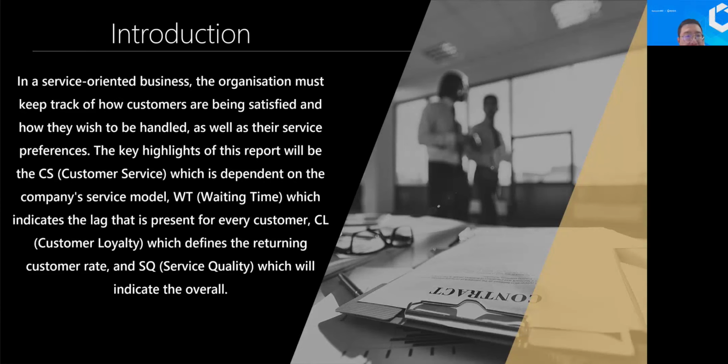First, introduction. In a service-oriented business, the organization must keep track of how customers are being satisfied and how they wish to be handled, as well as their service performance. The key highlights of this report will be the customer service, which depends on the company's service model. Waiting time, which indicates the lag that is present for every customer. Customer loyalty, which defines the returning customer rate. And service quality, which will indicate the overall quality.